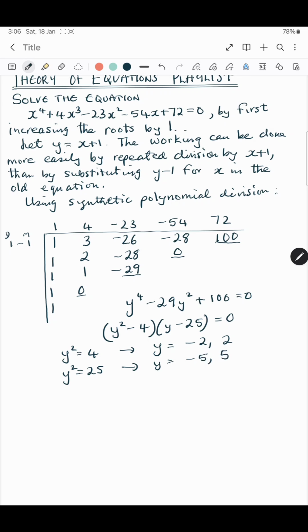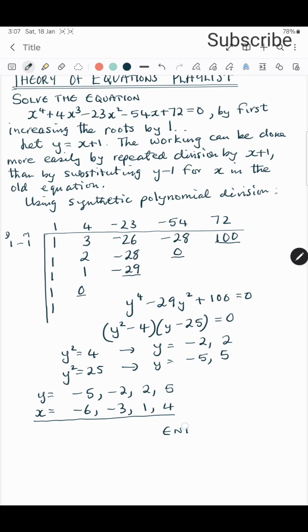So the y roots in order of size are minus 5, minus 2, 2, and 5. The x's are 1 less than that, so that would be minus 6, minus 3, 1, and 4. That completes our quest for roots. So, thank you very much for listening.